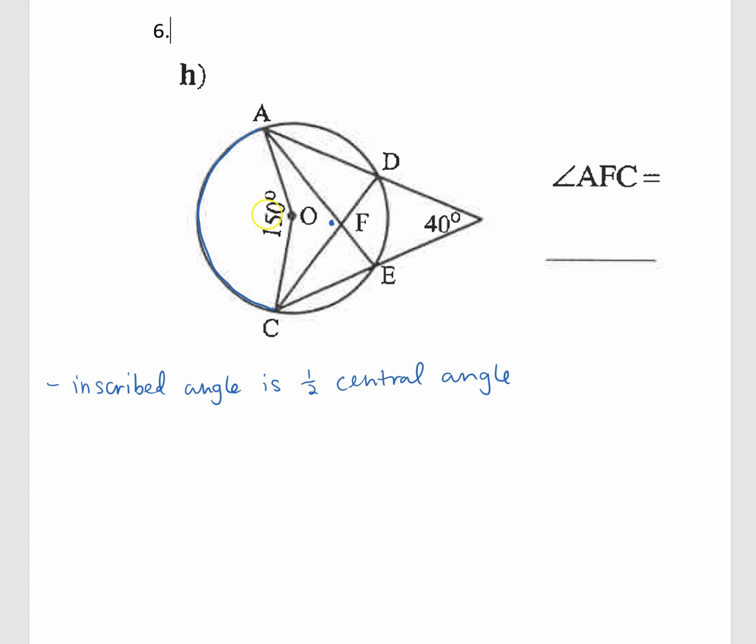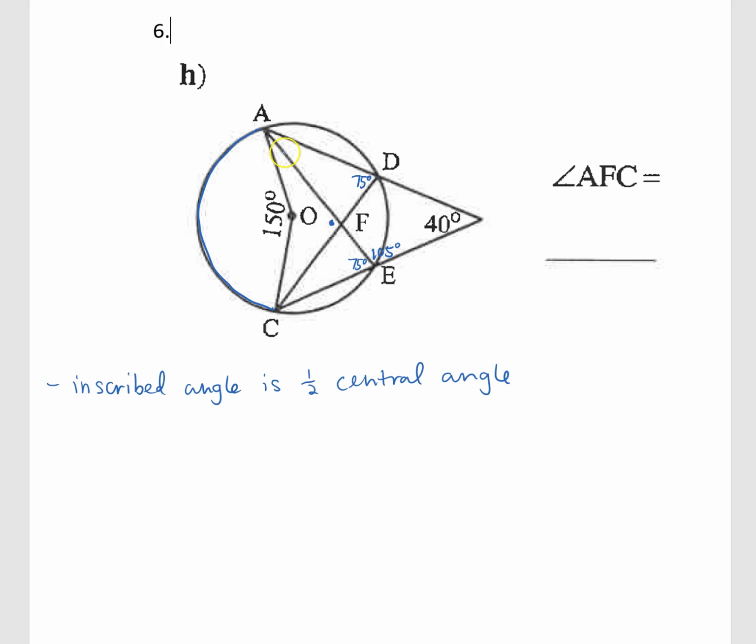So 150 degrees divided by 2 is 75 degrees. So this angle here is 75. This one here is also 75 degrees. Okay, so now we can look here. We have a straight line. We know that this angle is 75 degrees, and to make a straight line, this should add up to 180 degrees. So 180 minus 75 is 105 degrees. And so this angle here is 105 degrees.